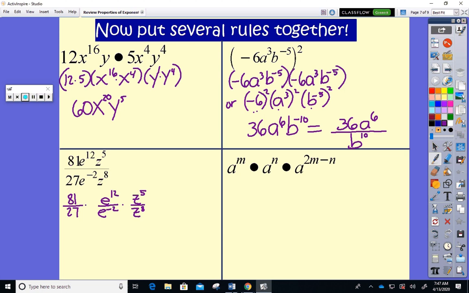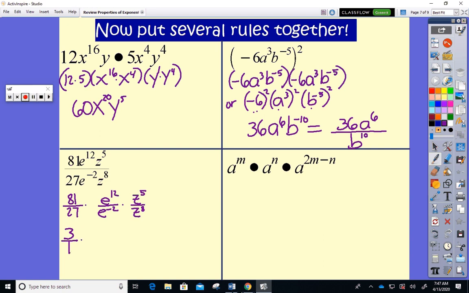So there's two different ways. All this is easy except for the middle one, and I'll show you two different ways to do it. But on the first one, you need to reduce 81 over 27. 9 goes in, well, 81 over 27 is 3. I'm not going to make that too hard. So it's just 3 over 1.